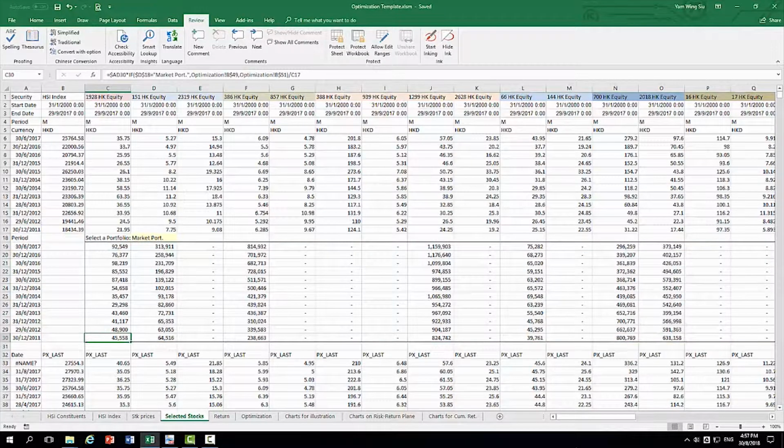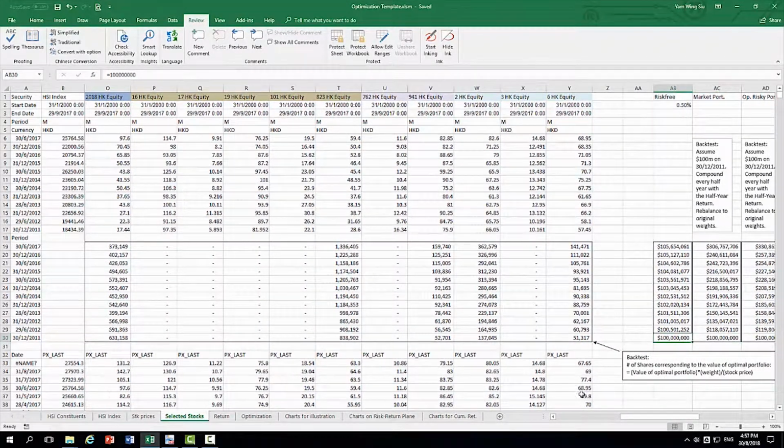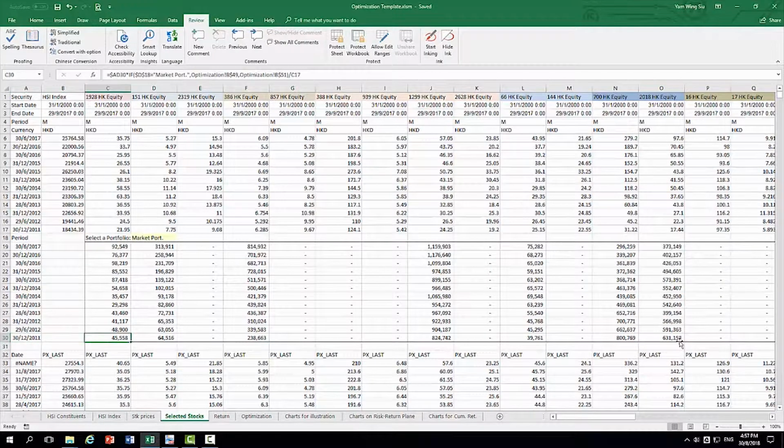Your initial portfolio of 100 million requires you to buy 45,558 shares of 1928, 64,516 shares of 151, and no share for 2319, and so on for the market portfolio.